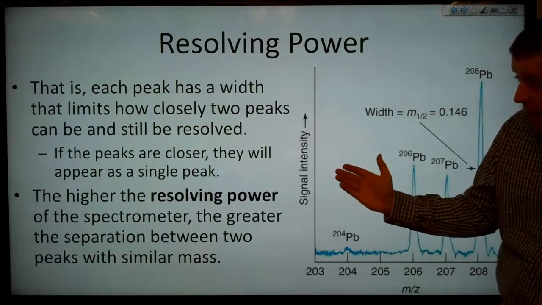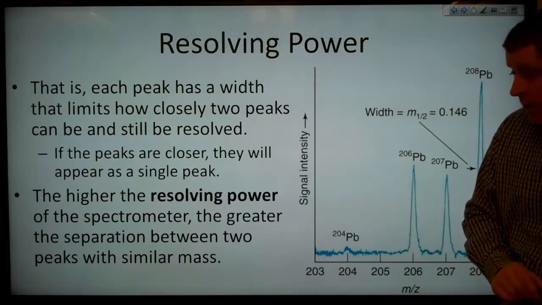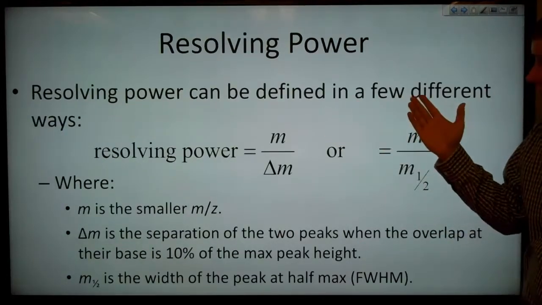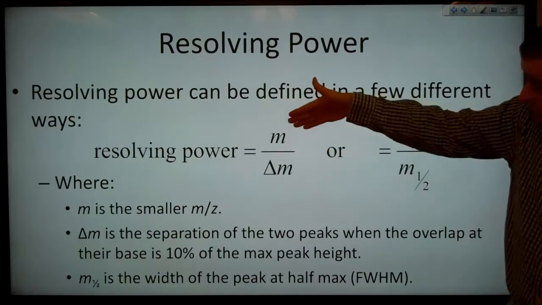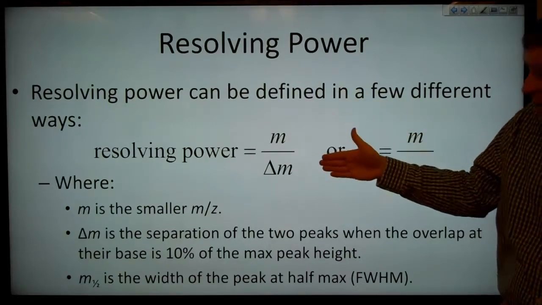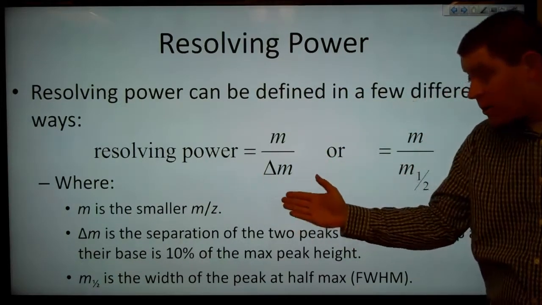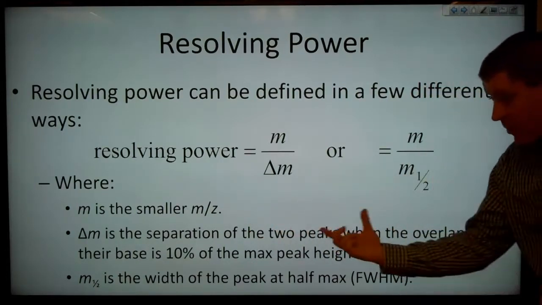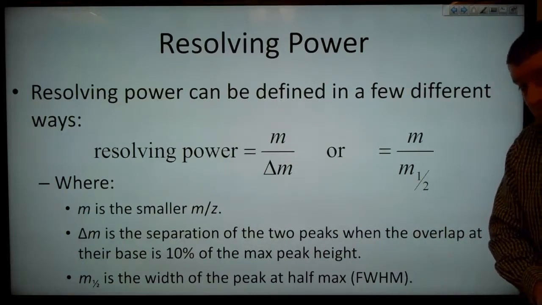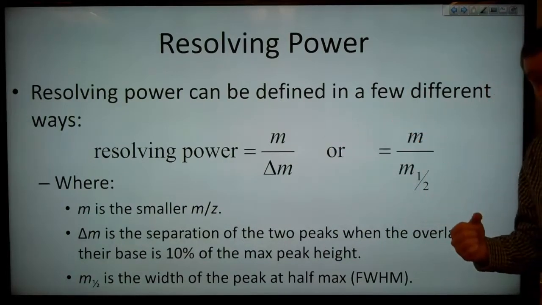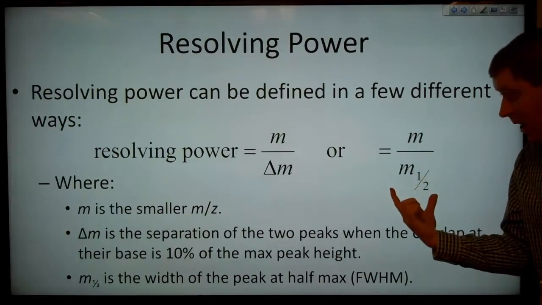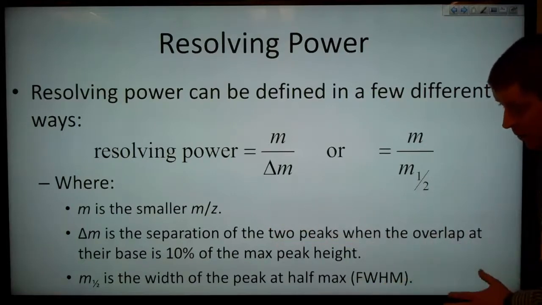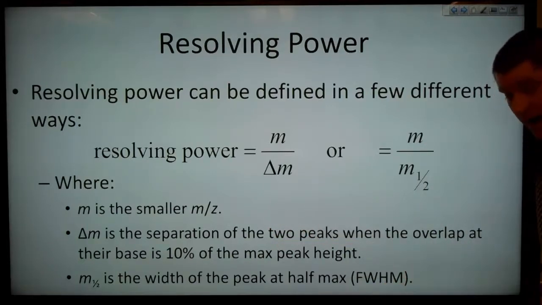And the higher the resolving power of our spectrometer, the greater the separation between two peaks with similar mass can be resolved. Now, the resolving power can be defined in a few different ways. The first way is with the resolving power equal to m over delta m, where m is the smaller of our two mass-to-charge ratios, and delta m is the separation of our two peaks when the overlap of their base is 10% of the max peak height. Or we can define resolving power as m over m half, where again m is the smaller of our mass-to-charge ratios, and m half is the width of the peak at half max. This is the full width at half max.